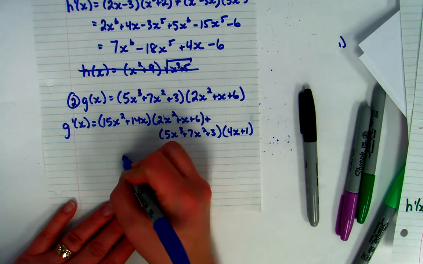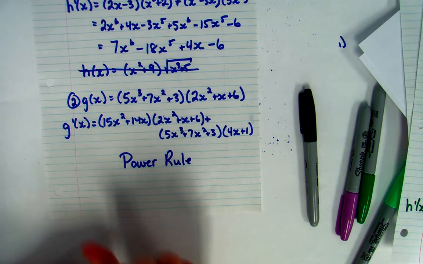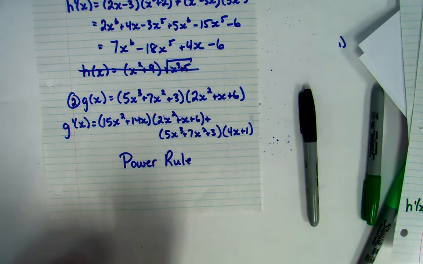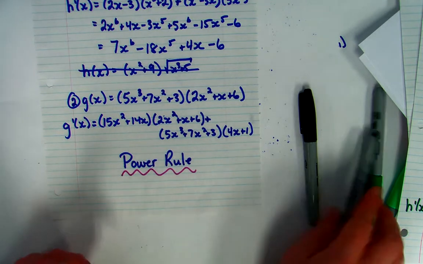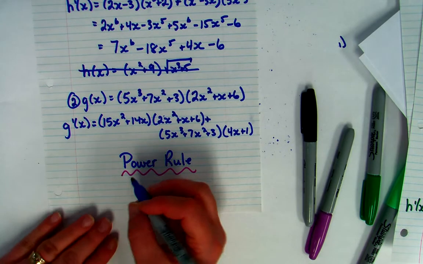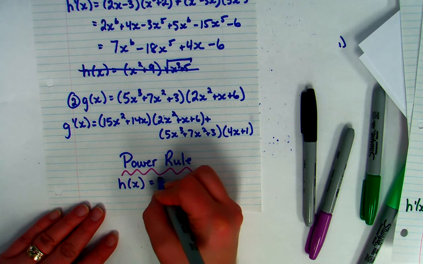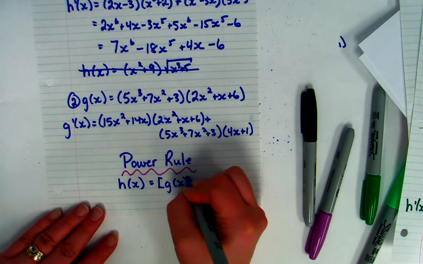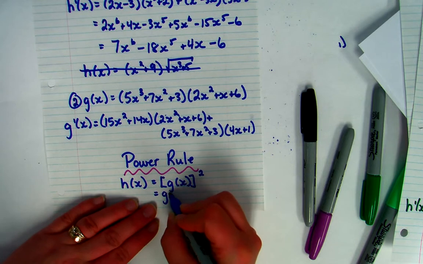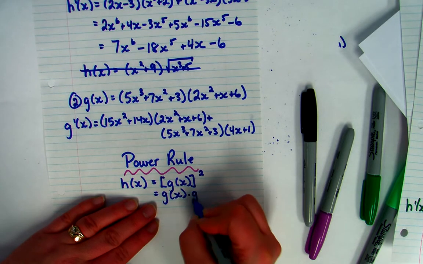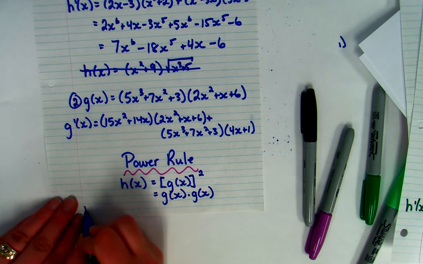Another rule we're going to look at is called the power rule. And the power rule is really just an extension of the product rule because every power can just be written as a product. So if I have h of x equal to some function, I'll call it g squared, well, that's the same as g times g, so I can treat it as product rule.